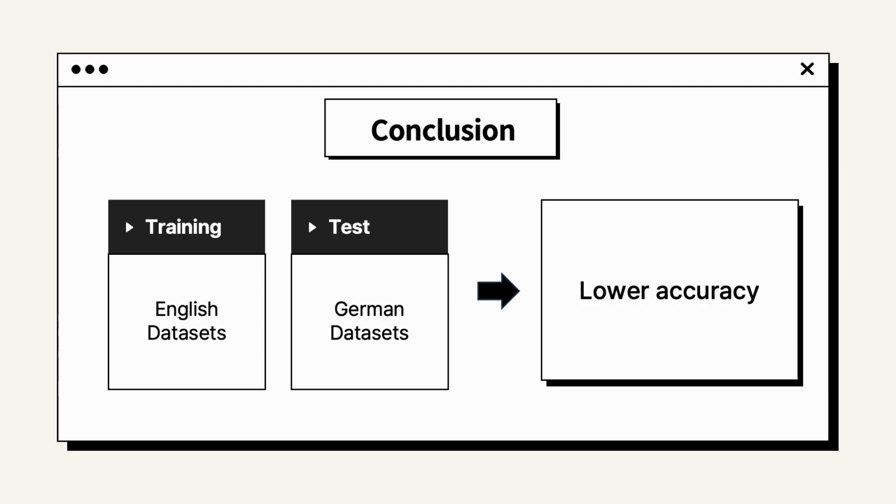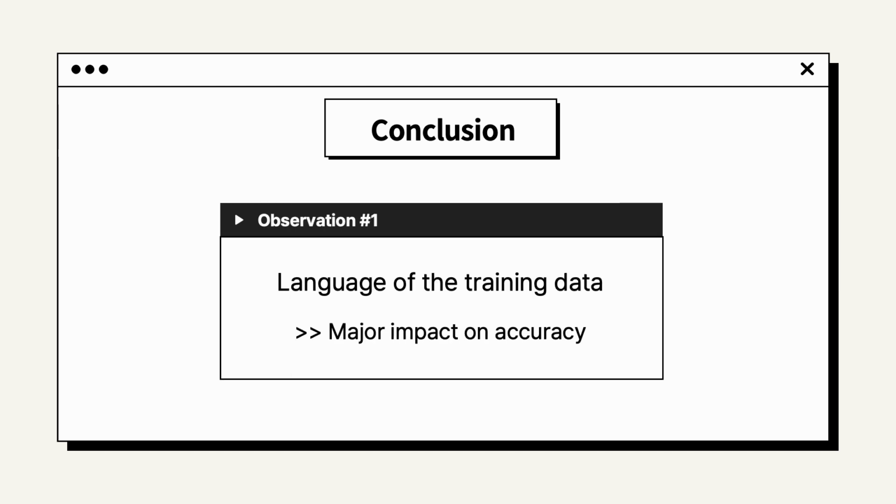From the results, we could notice 2 key phenomena. First, we trained our model using English datasets and tested on German speech samples, and the accuracy dropped significantly. However, when we trained the model with German data, the performance improved noticeably. This clearly shows that the language of the training data has a major impact on emotion recognition accuracy.